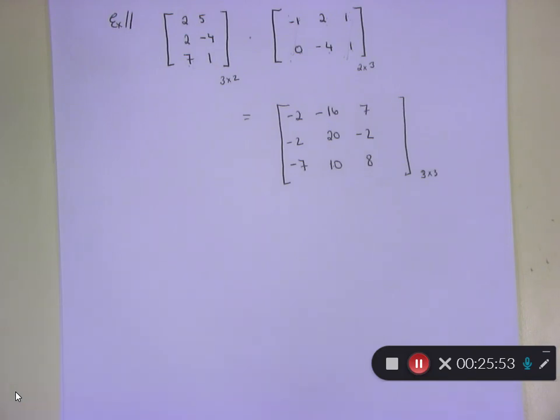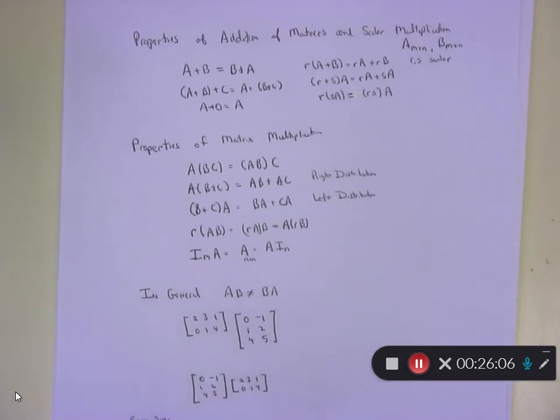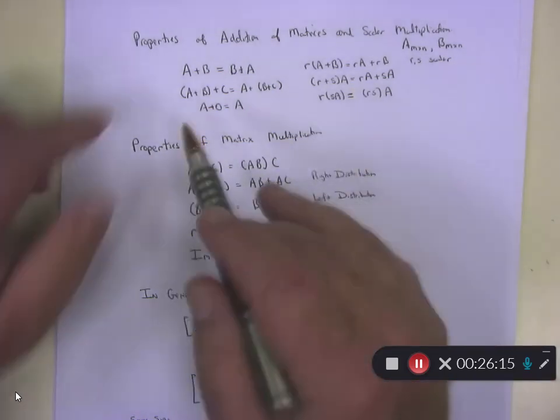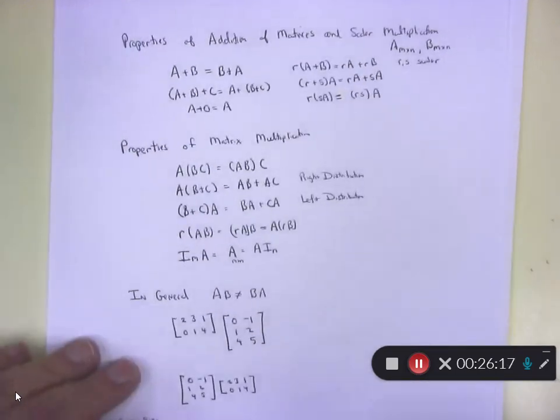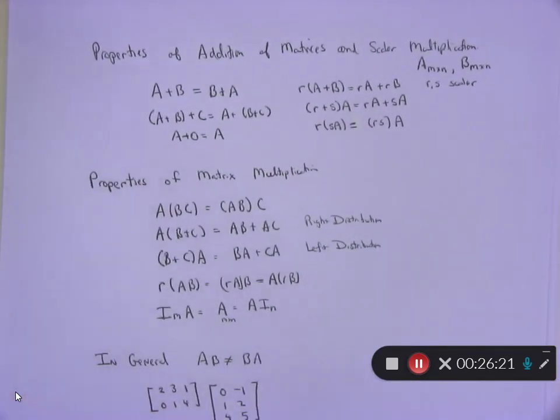So now, when it comes to properties, here are the properties of addition of matrices and scalar multiplication. I'm breaking this up into little sections here. Let me blow this up a little bit so you can see this in the back.